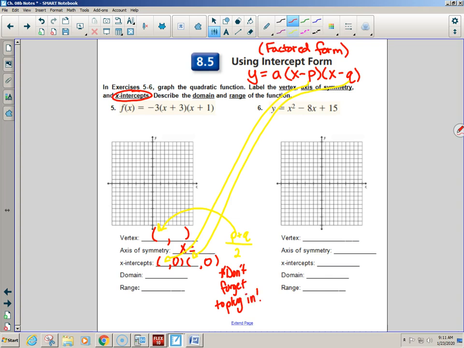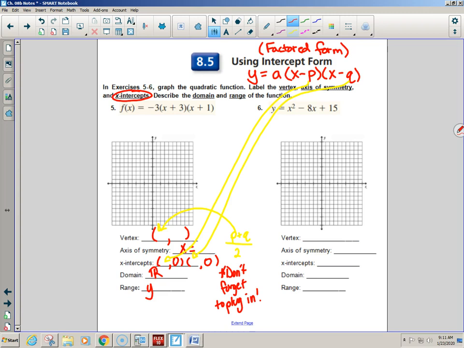So we find our (p plus q) divided by 2. We plug it in to find our y. What's the domain? Always all real numbers. That's easy for a parabola. What's the range start with? What letter do we use? y. What's always going to come after the y? Either greater than or equal to, or less than or equal to, depending on the shape of the parabola.